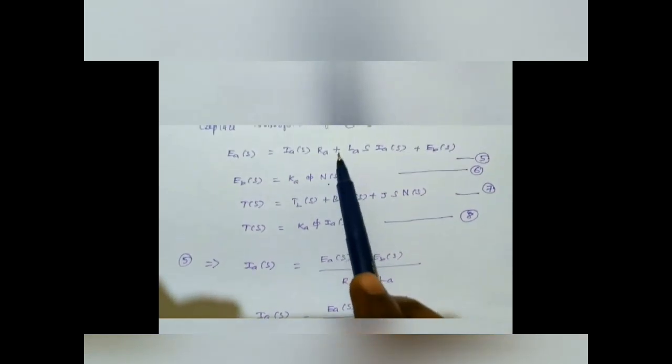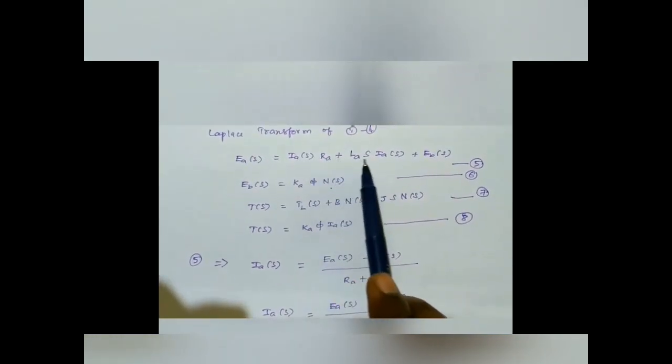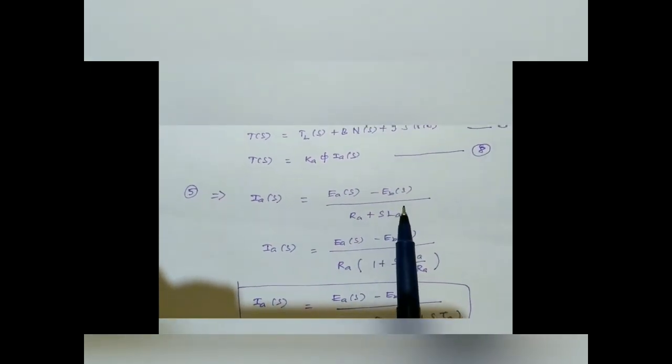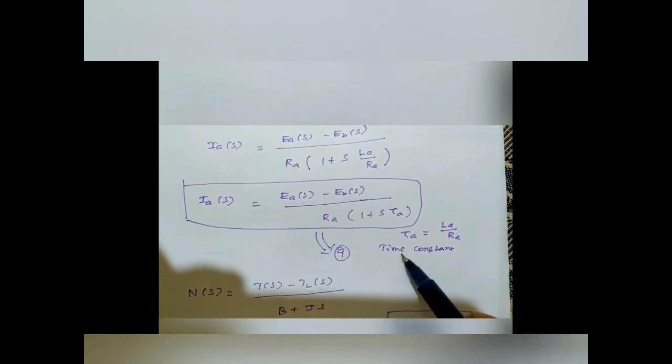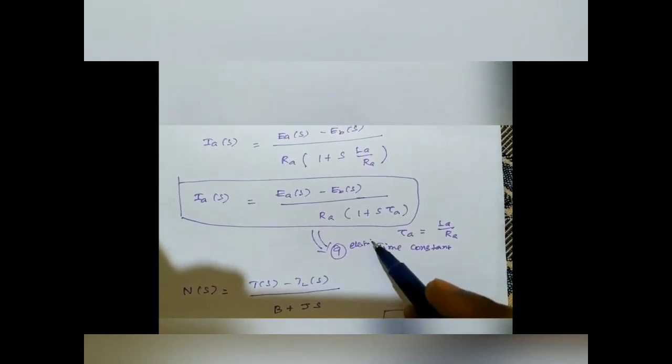Now from equation 5 we can take IA of S as common and keep it on the left side, with the other terms on the right side. So equation 5 can be written like this. In this equation, take RA outside, which gives LA by RA. So IA of S is equal to EA of S minus EB of S over RA into 1 plus S into tau A. This tau A we call the electrical time constant.